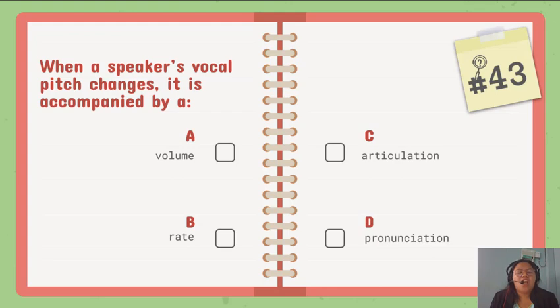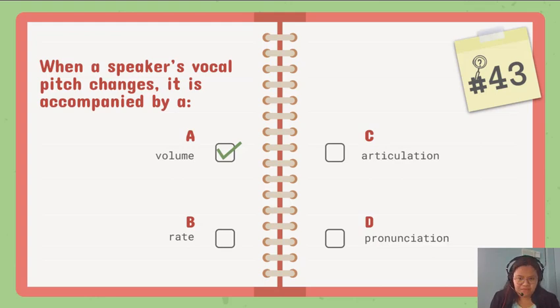Number 43. When a speaker's vocal pitch changes, it is accompanied by A. Volume, B. Rate, C. Articulation, or D. Pronunciation. The correct answer is letter A. The correct answer is A because volume refers to the loudness or softness of the voice.